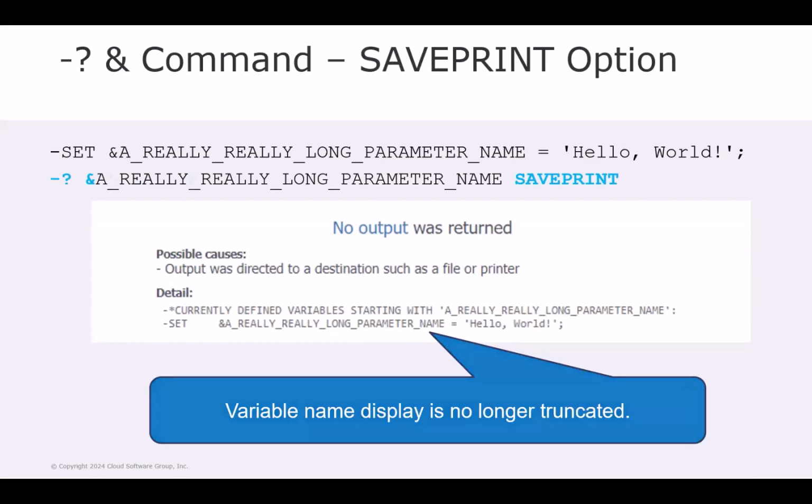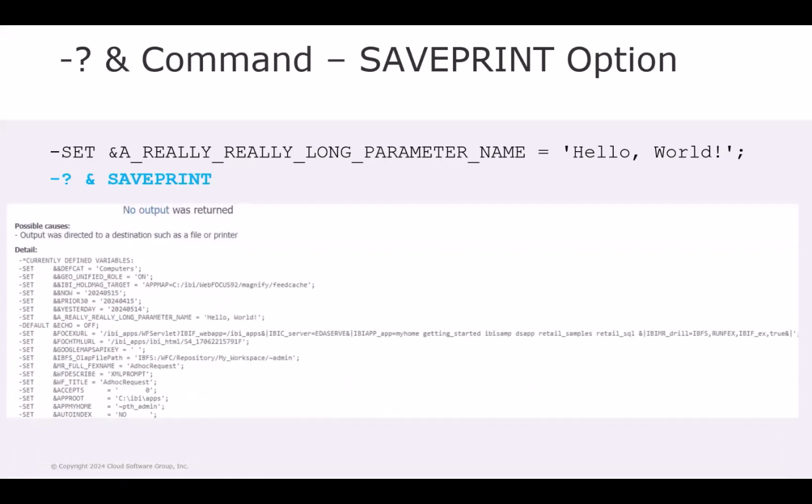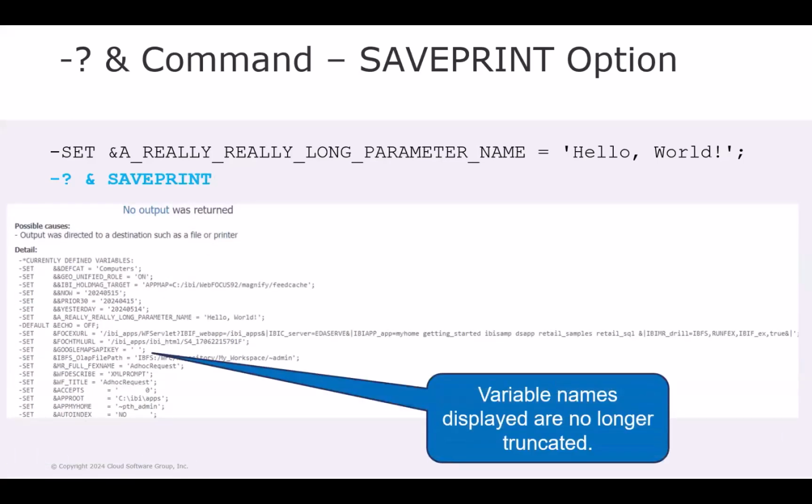And this works even if I just do a -?& on its own, so that I can get the listing for everything. You can see here, I just showed part of the listing, and you can look at the ones that are more than 12, including the variable I created, it's fully displayed.